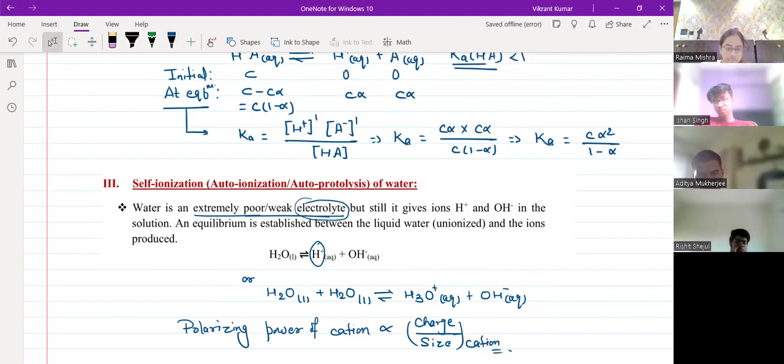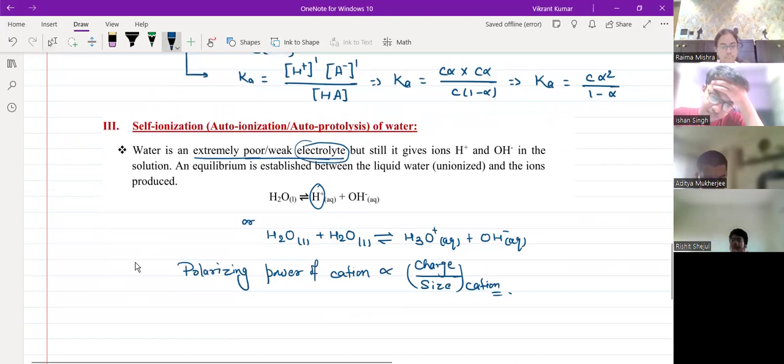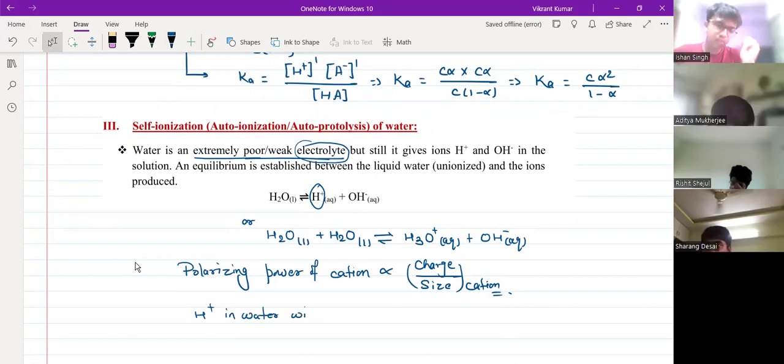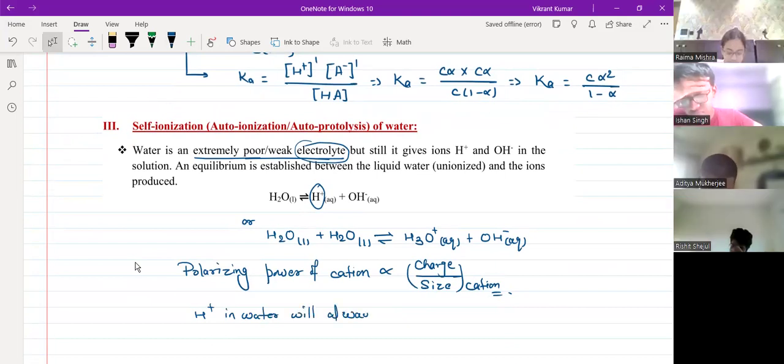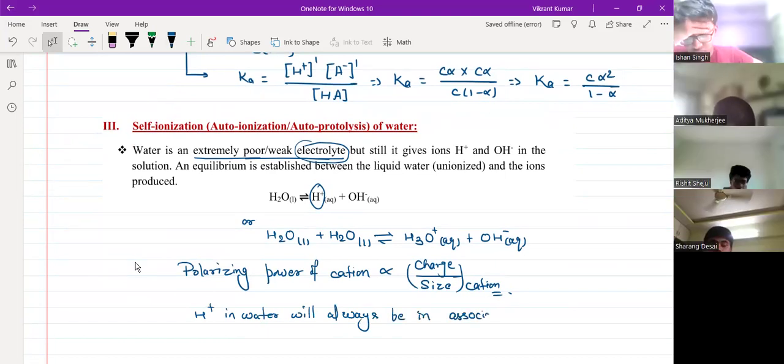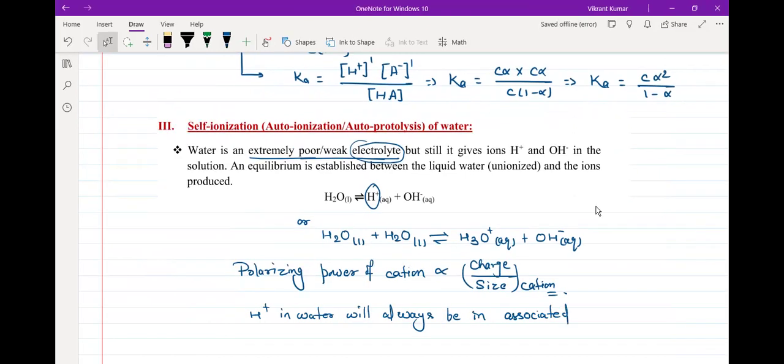Now charge is not very high. Cation के लिए, H+ के लिए charge is only +1, so it is not high. But because it is only a proton, only the hydrogen का nucleus, it is excessively small, and because of that reason, its polarizing power is very high. So in water, it will never be in pure free H+. It will always be associated with some molecules. So in general, we write that H+ in water will always be in associated form.